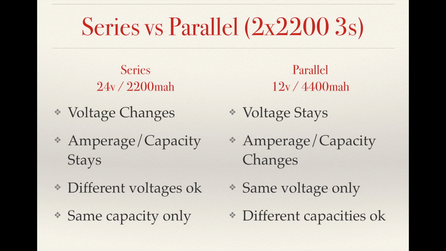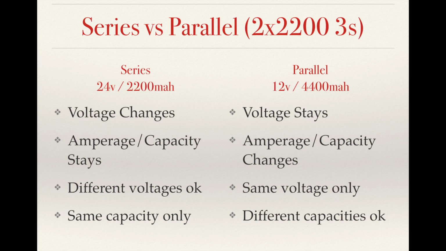All right, in parallel, it's basically the inverse. In parallel, your voltage stays the same. It doesn't change. So when you put two batteries in parallel, if you start out with 3-cell packs, you'll get 12 volts, but your capacity doubles to 4,400 milliamps. So your voltage stays the same. Your amperage capacity is what changes. Instead of being a 2,200 milliamp hour pack, you have 4,400 milliamp hours worth of capacity.